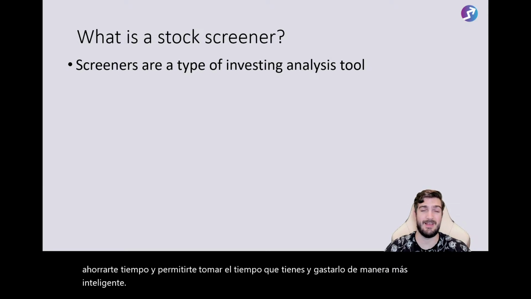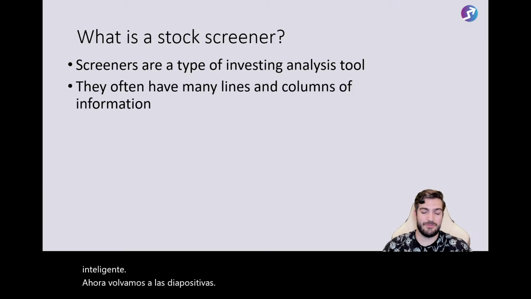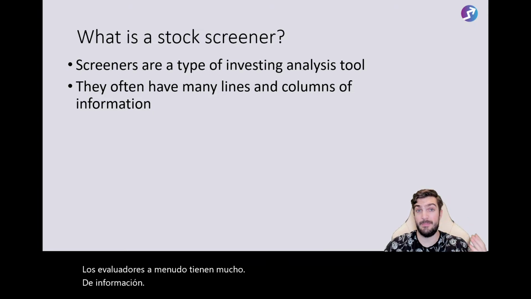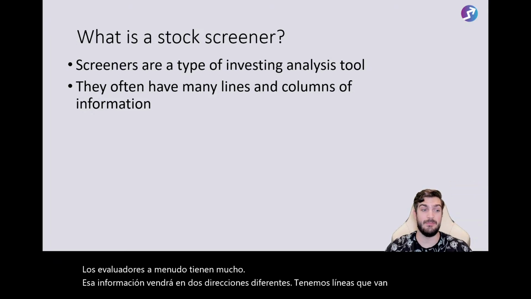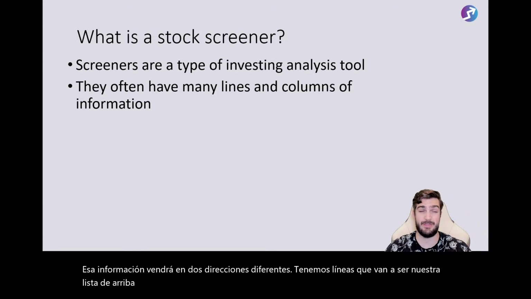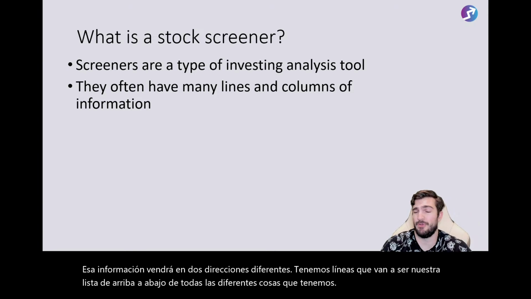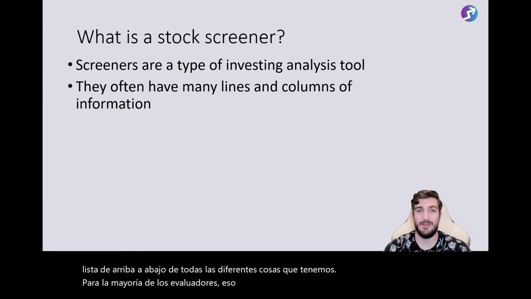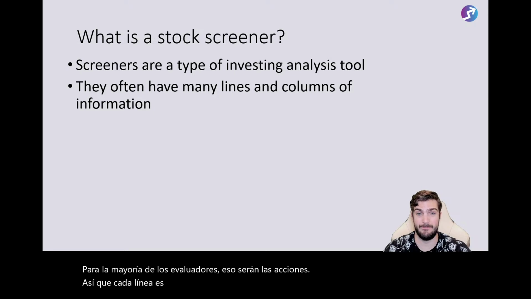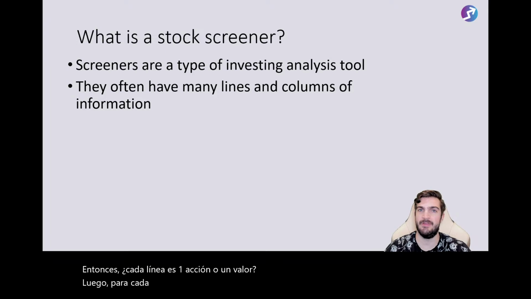Now, back to the slides. Screeners often have a lot of information. That information will come in 2 different directions. We have lines, which are going to be our top to bottom list of all of the different things that we have. For most screeners, that's going to be stocks. So each line is one stock or one security. Then, for each security, we'll have a bunch of columns of information.